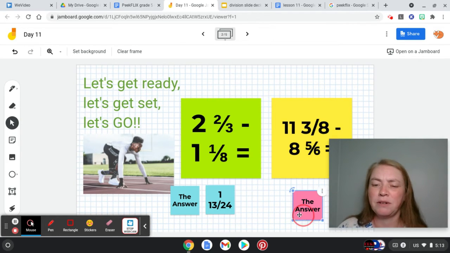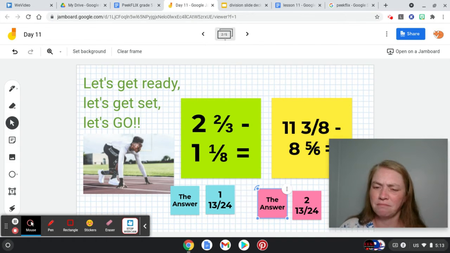It's really kind of cool to make that noise. We have 2 13/24. That's really cool. 13/24 is coming up twice in this. I don't know why.